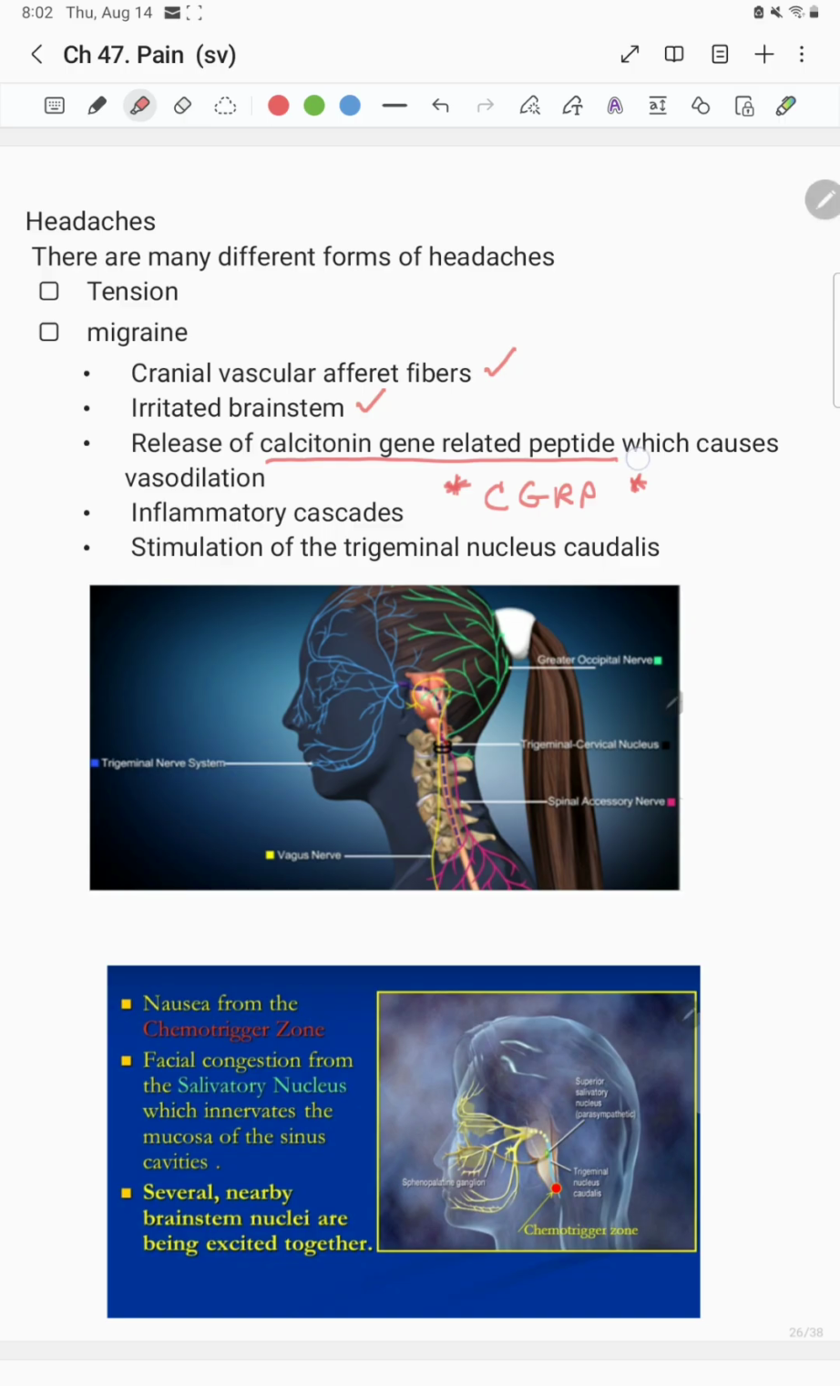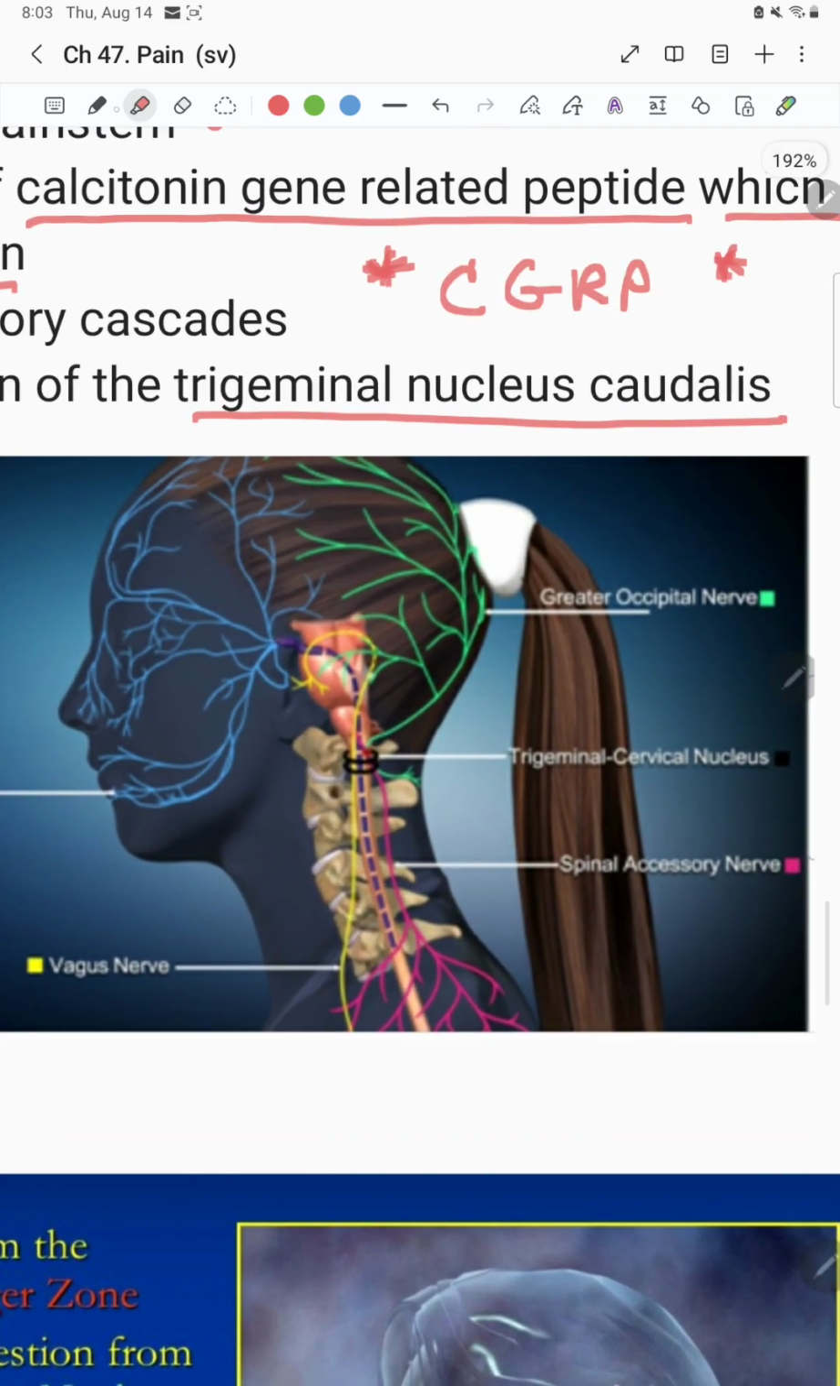Once it binds, it causes vasodilation in the head, so that excessive blood vessel expansion is what contributes to these particular types of migraines. Also, other inflammatory cascades and stimulation of the trigeminal nucleus caudalis. Okay, so that would be right here.